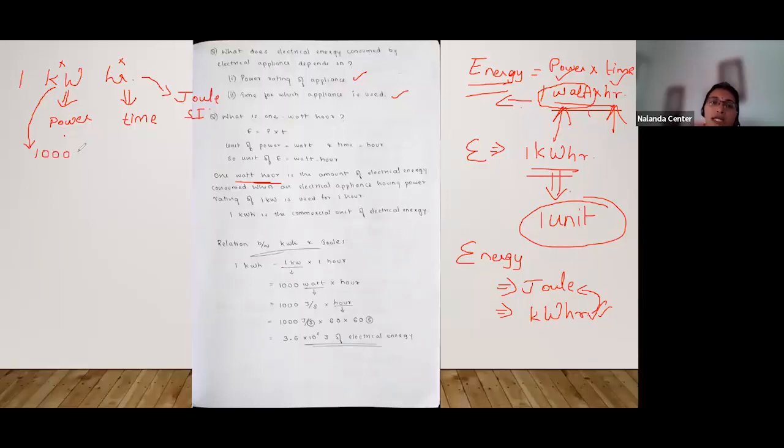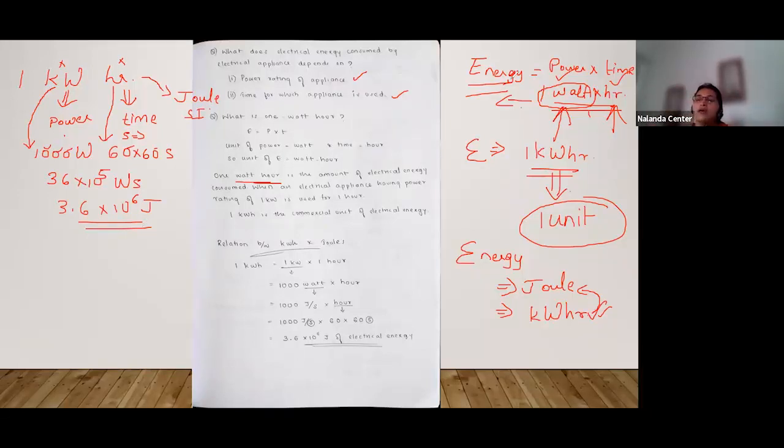That is, 1 kilowatt is 1000 watt. I am also going to convert hour to second, which is the SI unit of time. So what is 1 hour in terms of seconds? It is 60 into 60 seconds, which is 36 into 10 raised to 2, that is 3600 seconds. So 1 kilowatt hour is 3.6 into 10 raised to 6 watt second, which is 3.6 into 10 raised to 6 joules. This is how you convert between them.